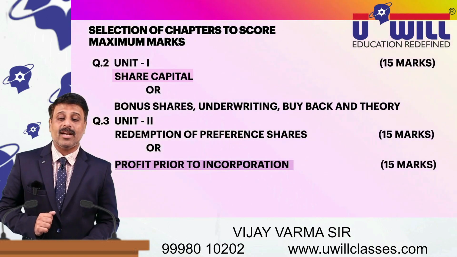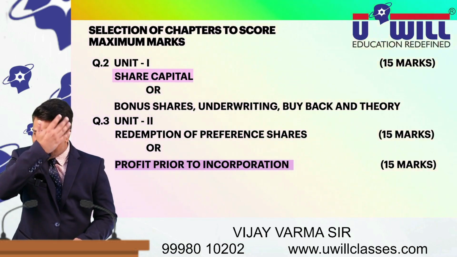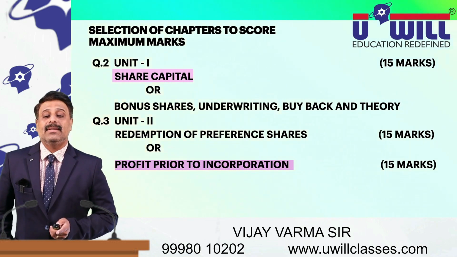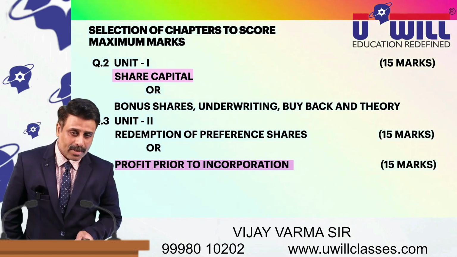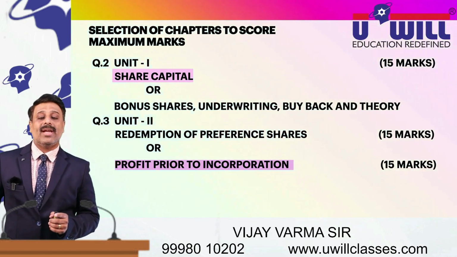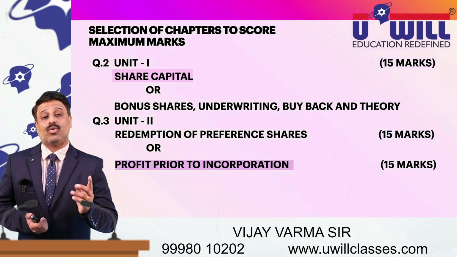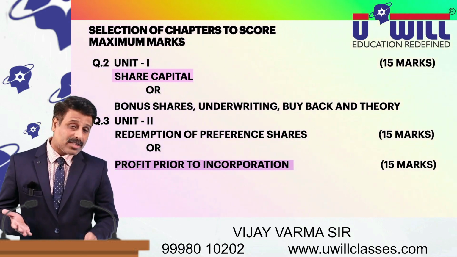Now going further in question 2, you have two options: share capital and bonus shares, underwriting, buyback and theory. I told you, I will advise that you go in for share capital chapter. You cannot leave that in option. Basically from Unit 1, you cannot leave even bonus shares and underwriting in option, because 2.5 marks will come from that. Even buyback and theory can be asked for 2.5 marks.